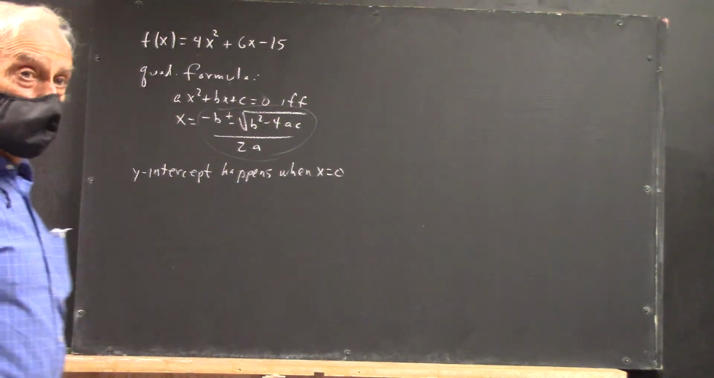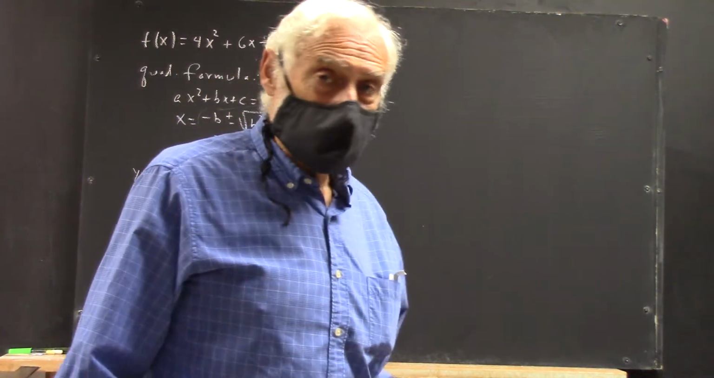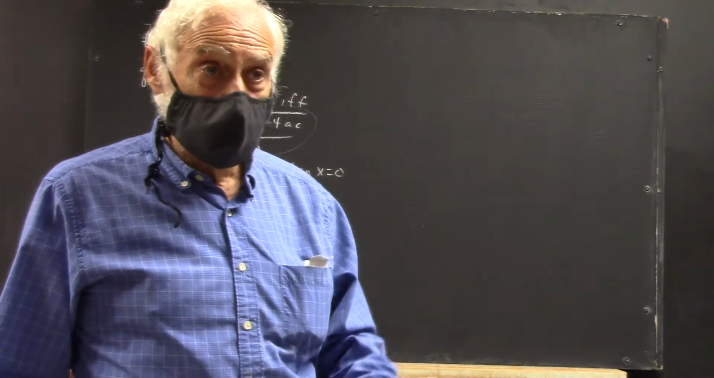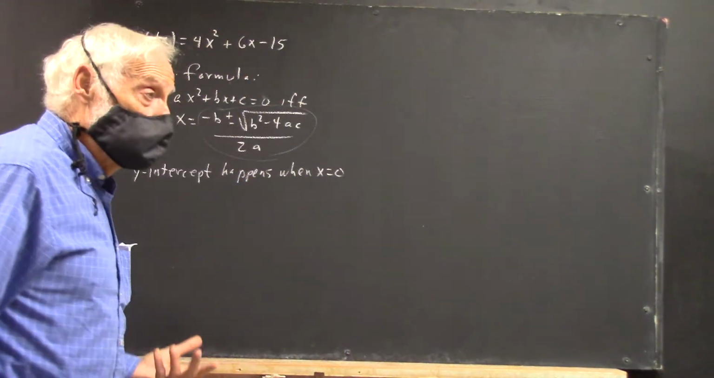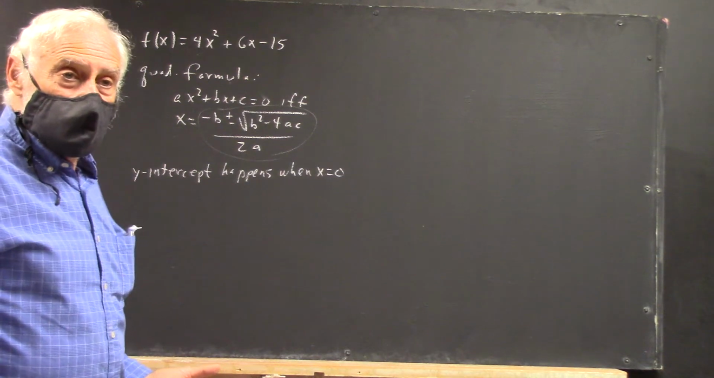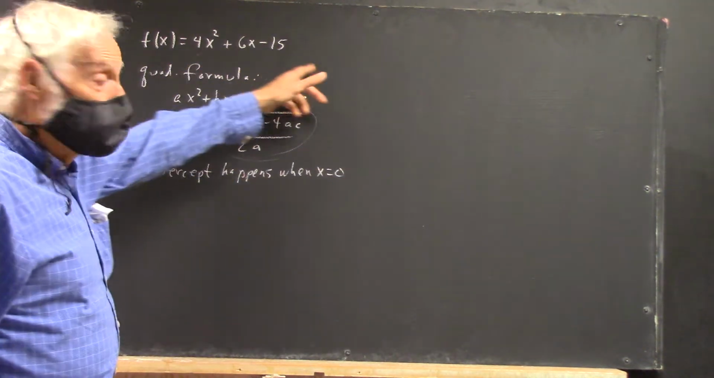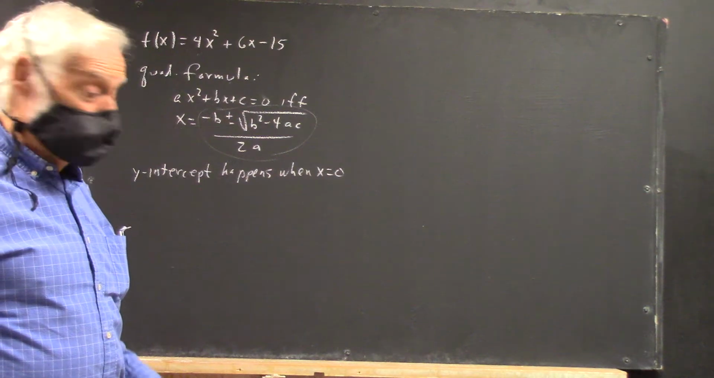The y-intercept happens when x equals 0. I mean, all the points on the y-axis have x coordinate 0. The y-intercept is the point on the y-axis corresponding to this function. Okay?